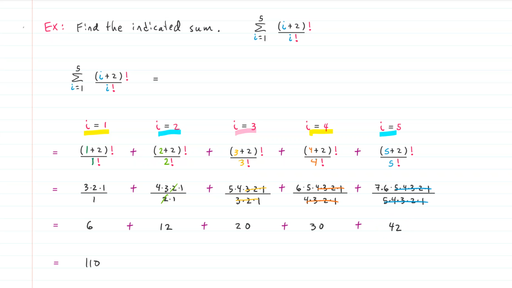Now I can add the 6, the 12, the 20, the 30, and the 42, and I get 110. So my sum of the quantity i plus 2 factorial divided by i factorial, when I sum from i equals 1 to 5, is 110.